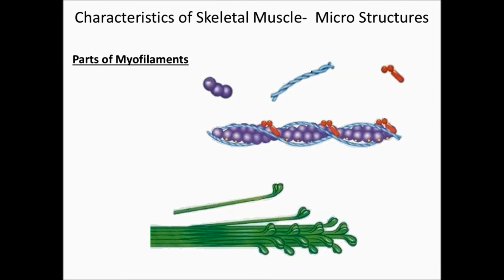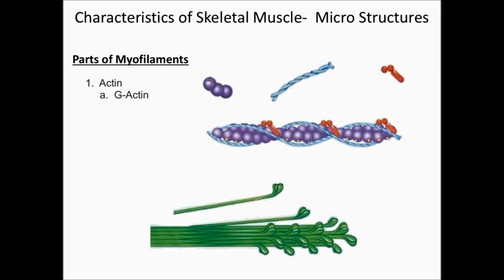Next, we're going to take a look at the different parts of the myofilaments. The first myofilament is actin. Actin has three parts. The first part is G-actin, or globular actin, which are the purple spherical structures that you see here. When strung together, G-actin forms F-actin strands. G-actin contains the active binding site for which the myosin head will attach and form a cross-bridge with.